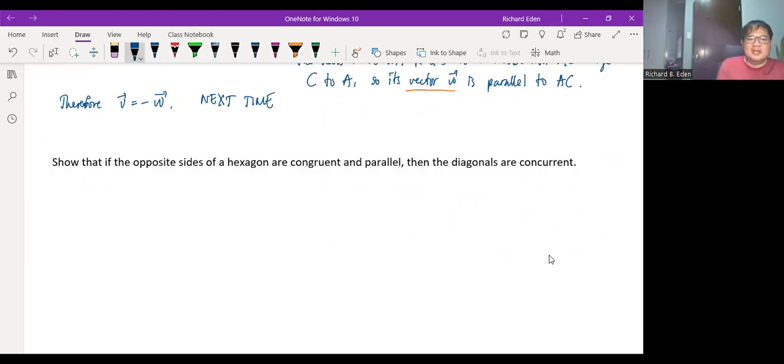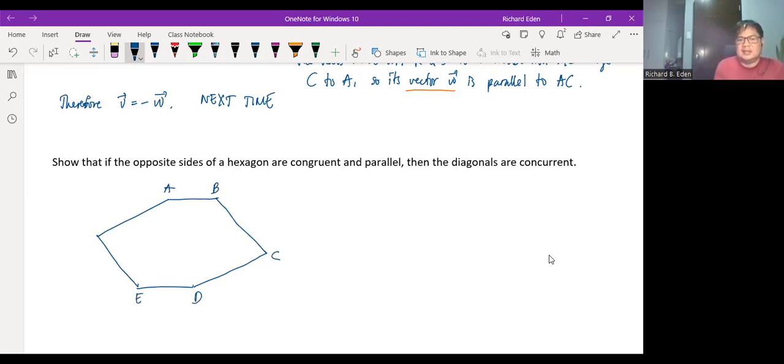Hexagon. Ito. Opposite sides of a hexagon are congruent and parallel. Medyo mas nahirapan ako mag-drawing ito kanina, but okay. Ito, same as that. Okay. Tapos, ito. Supposed to be the same. And, all right. So it's labeled A, B, C, D, E, F. So when you draw a hexagon, an arbitrary hexagon, the diagonals don't have to be concurrent.